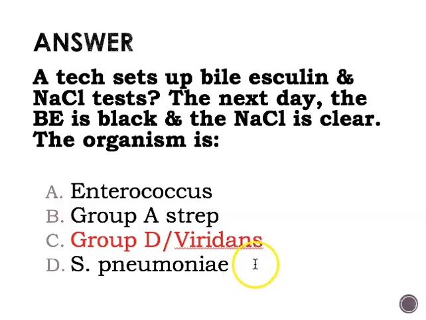And I'm sorry, I don't know if we went through that explicitly in the notes, but that is why both of those have to be performed together, the bile esculin and sodium chloride, because that's how you differentiate Enterococcus from group D or viridans. Enterococcus would be positive for both of those tests. Group D and viridans would be positive for the bile esculin, but negative for the sodium chloride. So that's the end of the first section of notes for Unit 2.